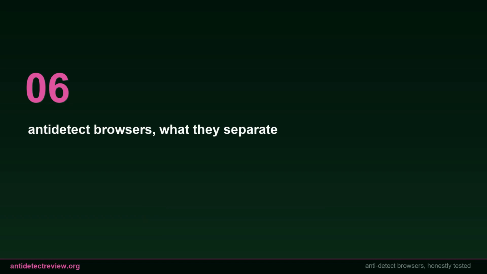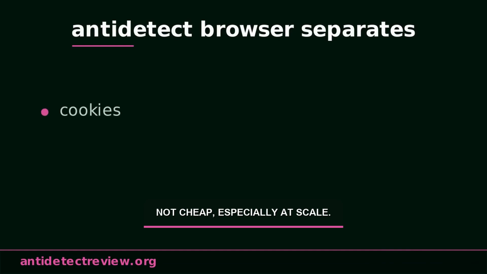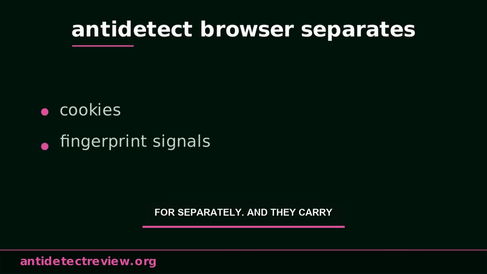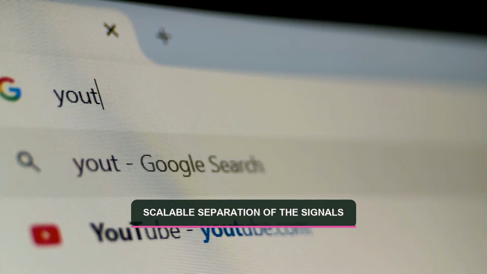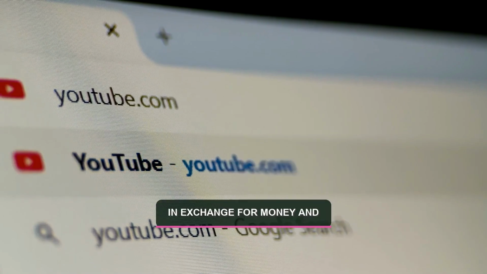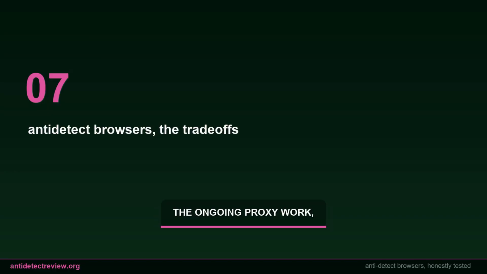Antidetect browsers, the trade-offs. They are not free and not magic, so be honest about the trade-offs. You pay a subscription, and the good ones are not cheap, especially at scale. They control the browser fingerprint, but not the proxy, which you still bring and pay for separately. And they carry the same honest ceiling everything in this space does. They reduce fingerprint linkability. They do not make accounts unbannable. So an Antidetect browser buys you fine-grained, scalable separation of the signals that matter in exchange for money and the ongoing proxy work, not the guarantee of anything.